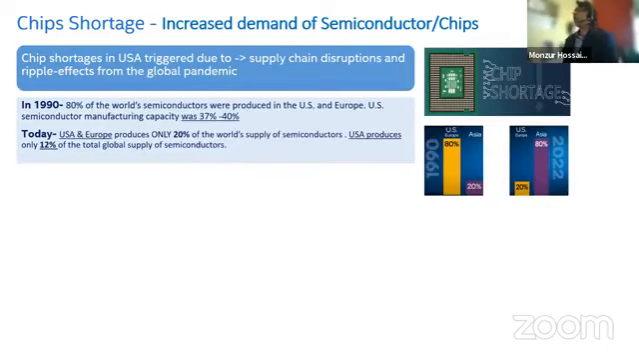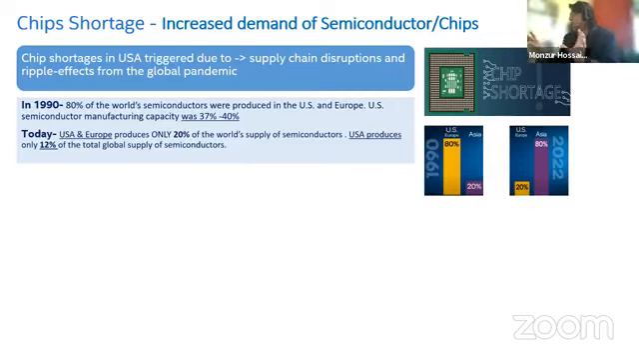Now, there is another aspect. Recently, you heard about the chip shortage. That also increased the demand for semiconductor chips and for chip design workers. What happened in the chip shortage? In the USA, the chip shortage was triggered due to supply chain disruption and also the pandemic, right? Because of the corona effect, the supply chain of the whole industry was disrupted, because a chip can be designed in one geographical location and fabricated in another geographical location. Everything has to be in a good supply chain manner.